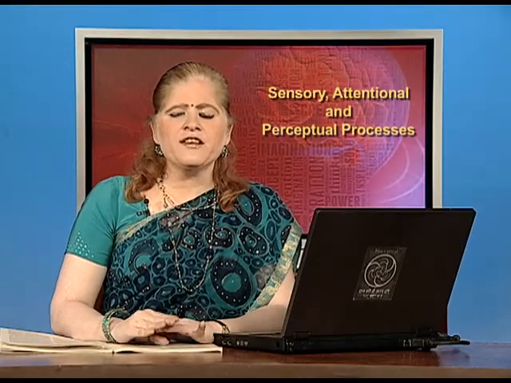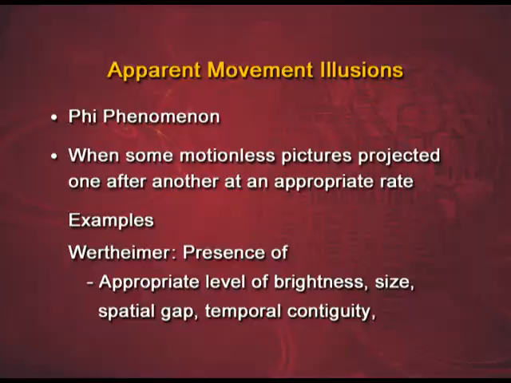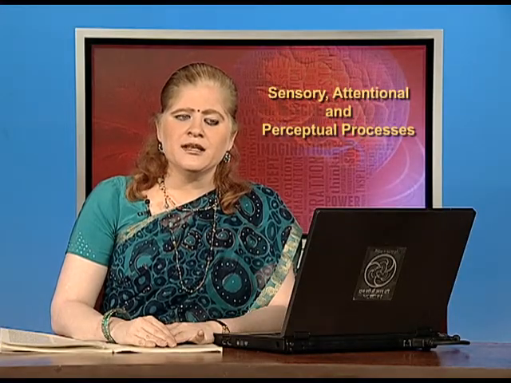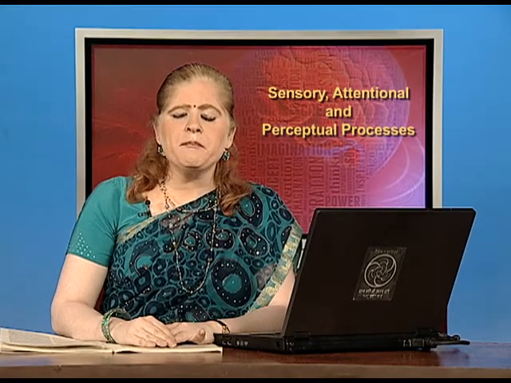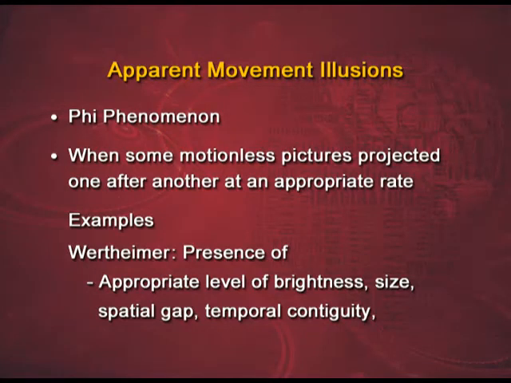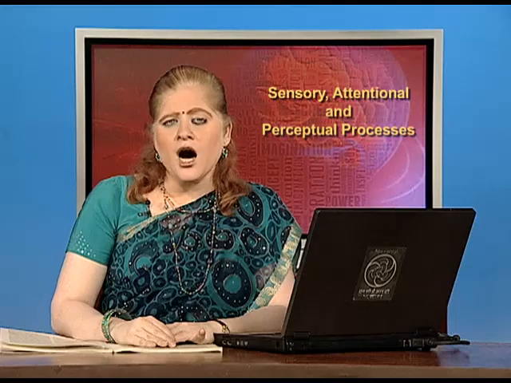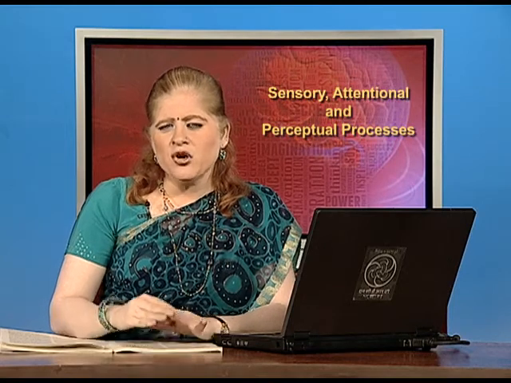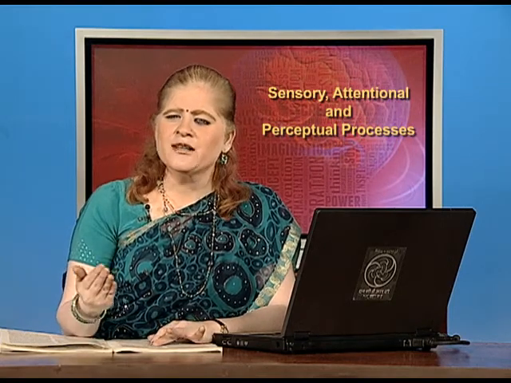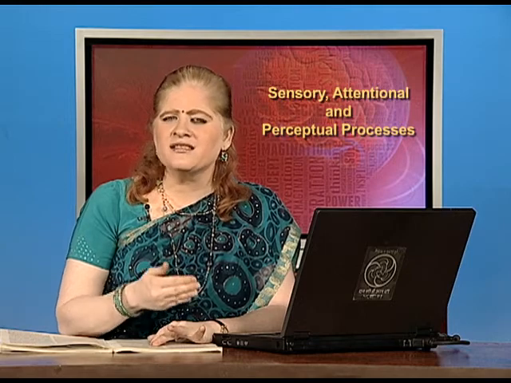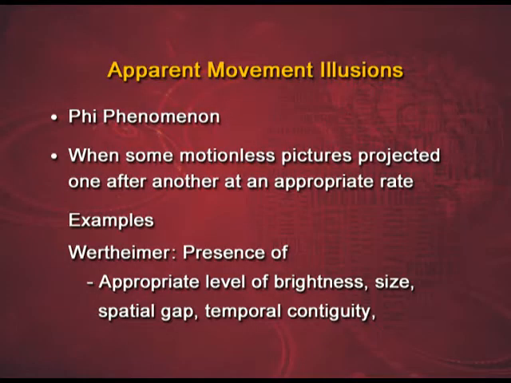Having conducted a lot of experiments on the phi phenomenon, the famous psychologist Wertheimer says that there has to be a particular presence in terms of the level of brightness, size, spatial gap and temporal contiguity to be able to result in apparent movement illusions. If these levels are altered, then the motion illusion will vanish and the pictures will be seen as simple static cues. Friends, aren't illusions an interesting concept?